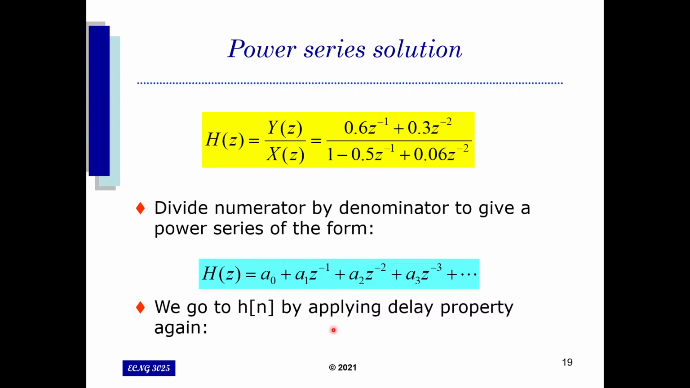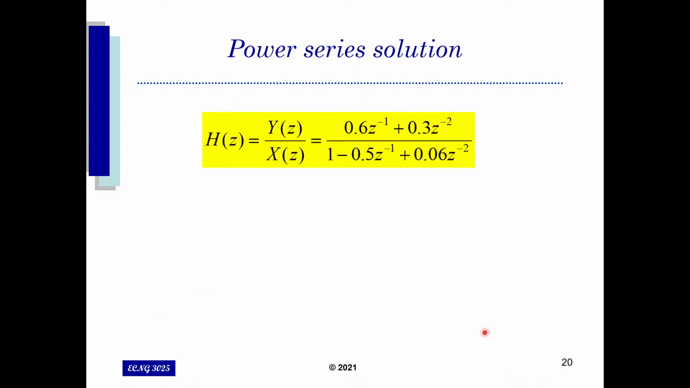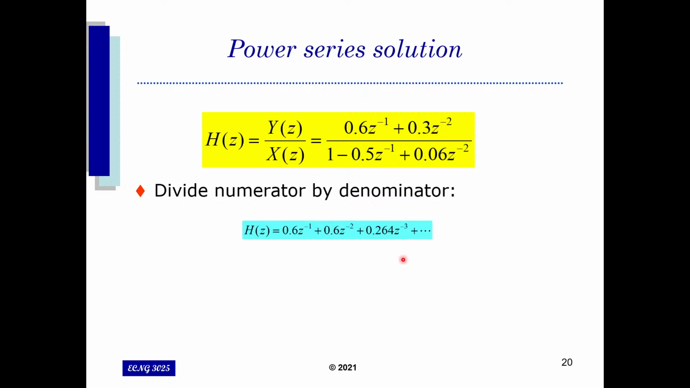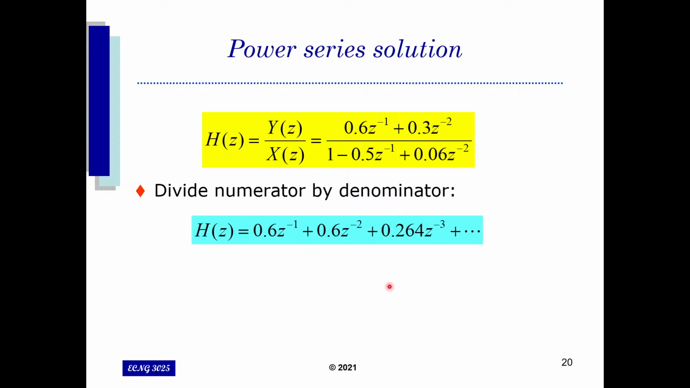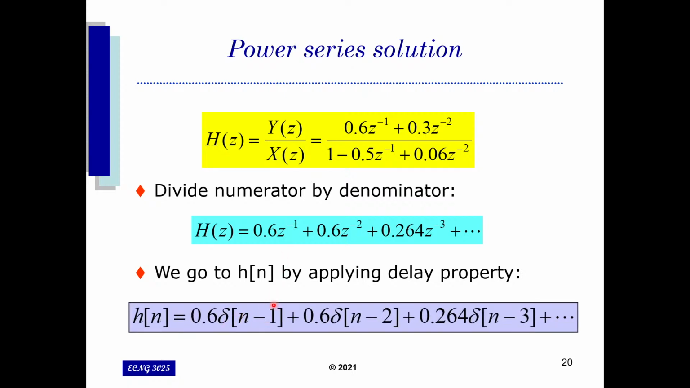And then you can just use the h of n. To obtain h of n, we use the delay property to transfer it back into its delta equivalence, which we saw in the previous lecture. So in evaluating this, if we divide the numerator by the denominator here, we get our h of z by this equation. And we can then apply the delay property such that for z to the -1, this is delta of n minus 1. For z to the -2, that's delta of n minus 2. And for z to the -3, that's delta of n minus 3, where all the constants just directly transfer.